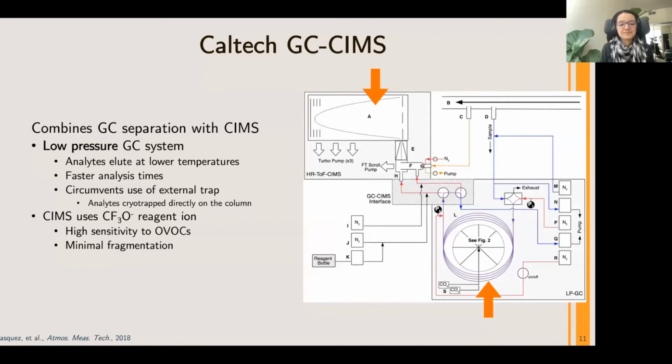it's even detected. We also circumvent the use of an external trap, and we actually end up cryotrapping directly on the head of the column itself. And again, this just reduces the number of places where OVOCs can be lost or side reactions can occur.